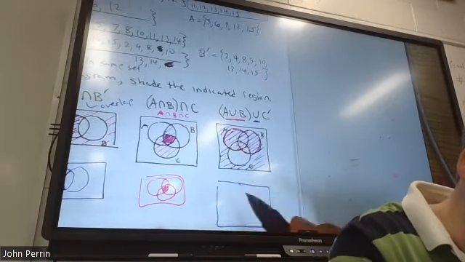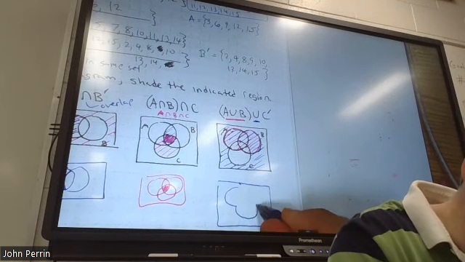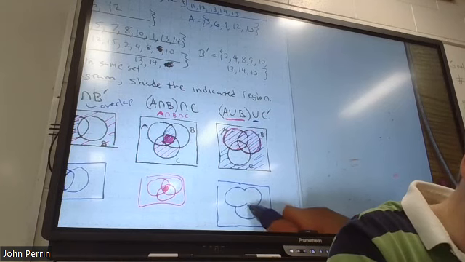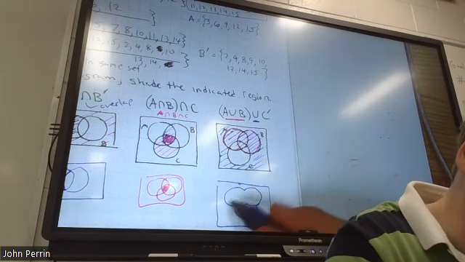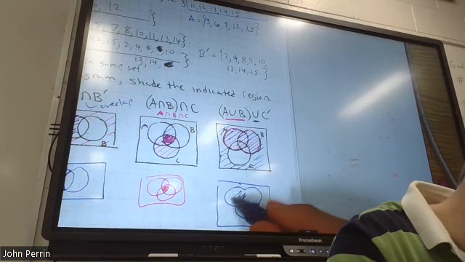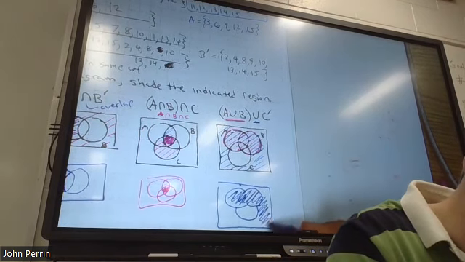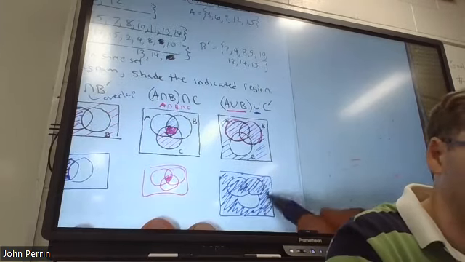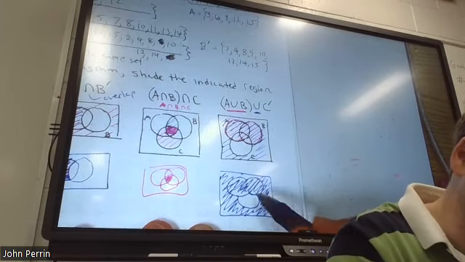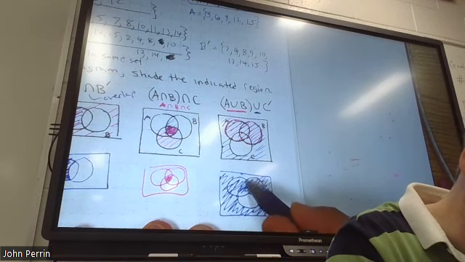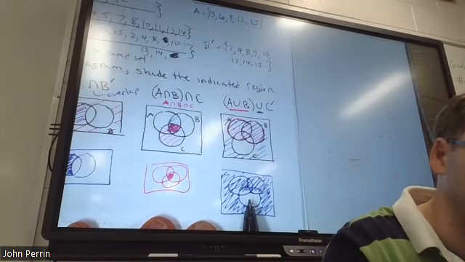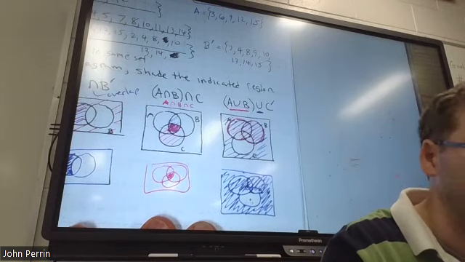So if you want to redraw this again, I think my answer would be all of this and all of this. The only thing that's not part of the answer is that part inside C, but not inside A or B.